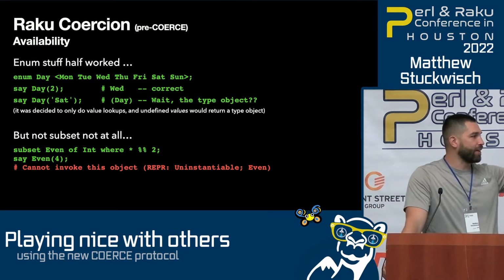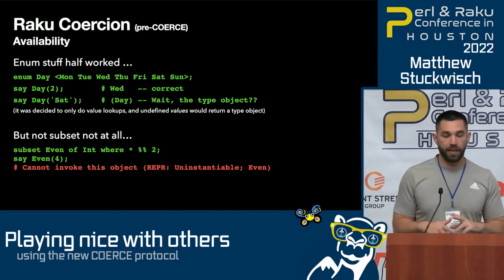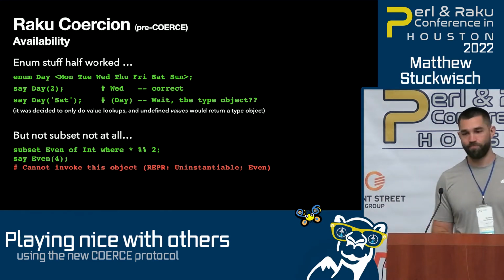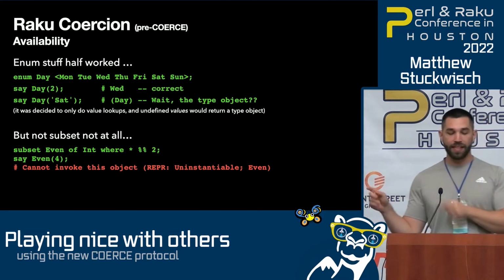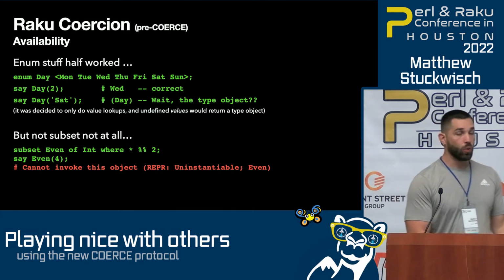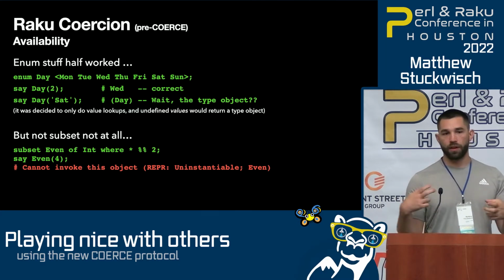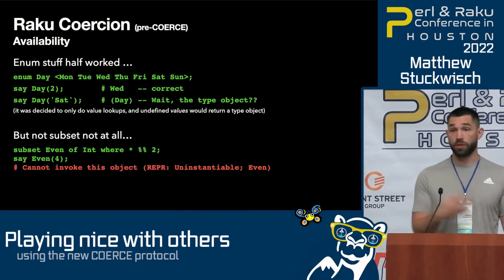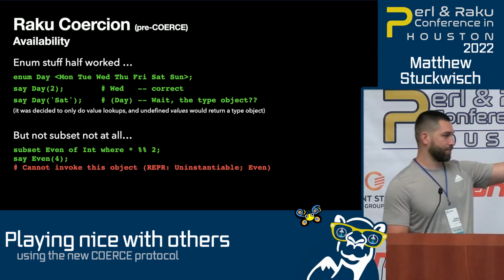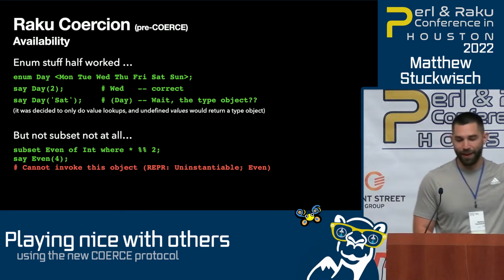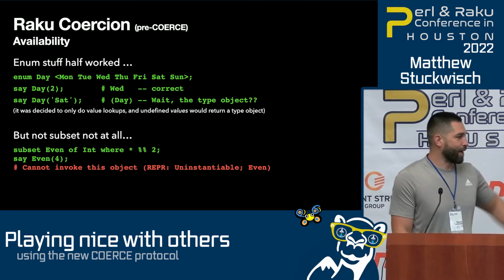And what actually was happening here, if you look in the docs for Raku, is that they finally decided they're only doing value lookups. That's good. We don't want to do both value and key and get those mixed up. And they said undefined values would return a type object, which is sort of consistent with how arrays work. If you ask for an item at a position that doesn't exist, it will return the type object back. So I guess that's kind of consistent. But subsets don't work at all, and that is a nice little error message there: Cannot invoke this object, uninstantiable even. So that one doesn't work.